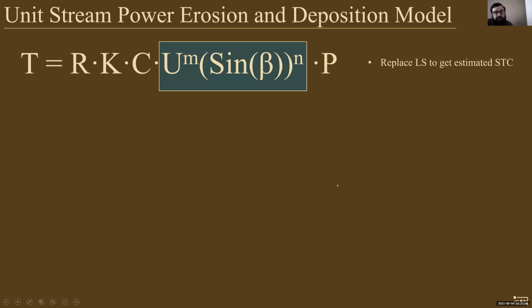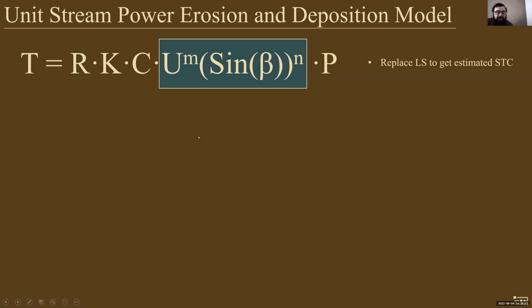The Unit Stream Power Erosion and Deposition model is essentially the Universal Soil Loss Equation, except that the L and S factors are substituted by another parameter, seen here in this box, which accounts for slope angle and upslope contributing area U. M and N are constants whose values depend on the type of erosion you're modeling. When you substitute this parameter into the equation, it becomes a measure of sediment transport capacity flow. But it's not actually erosion.